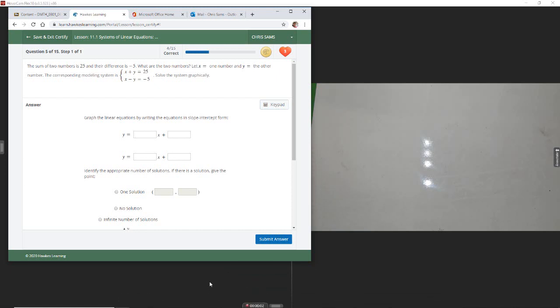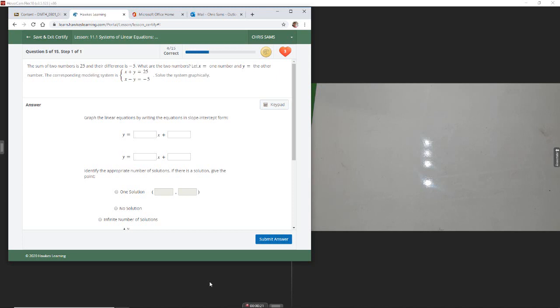All right, question number 5. You have a word problem scenario. So this one is getting you prepared to be able to solve word problems when dealing with systems. So it says the sum of two numbers is 25. Their difference is -5. What are the two numbers?